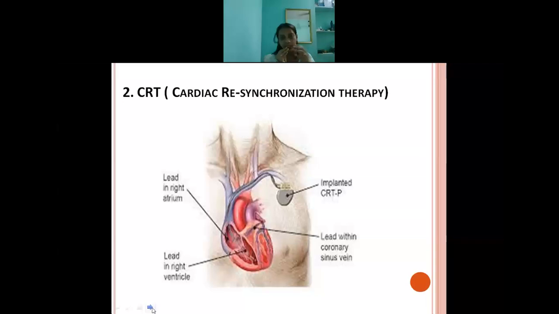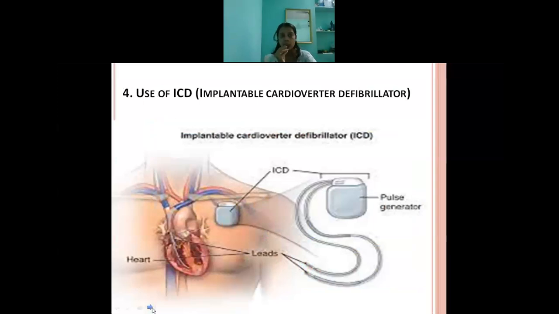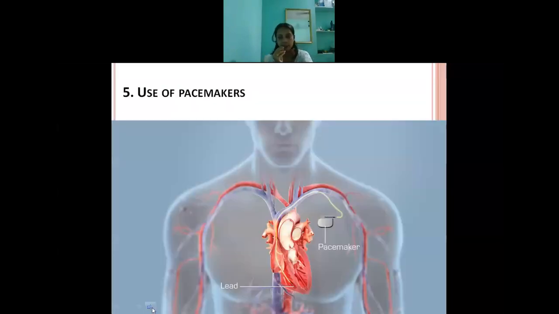Next is valve replacement surgery. Now, valve replacement surgery is only done if there are abnormal valves of the heart, like if there is complete damage of the valves, aortic valve or pulmonic valve and all. In that case, we will be using valve replacement surgeries. Okay. Next one is the implantable cardioverter defibrillator that we have already discussed. So if there is a problem with the arrhythmias, lethal arrhythmias, then we can use this ICD. Then, if there is a problem with the pacing of the heart, a problem in the SA node or AV node, we can use the pacemaker, which we have already discussed in detail.